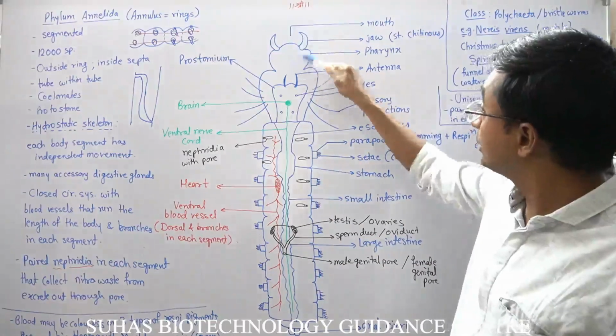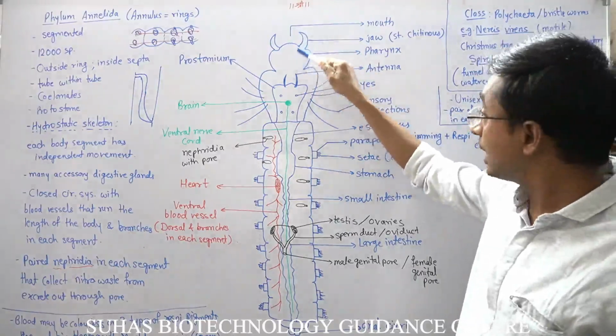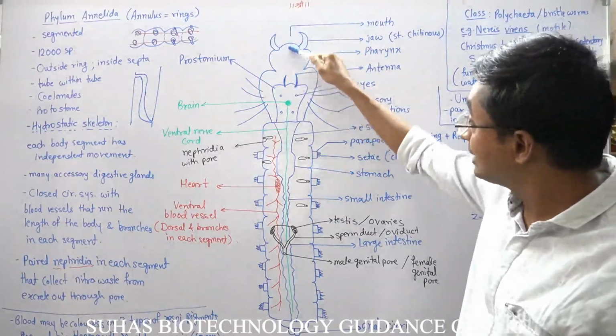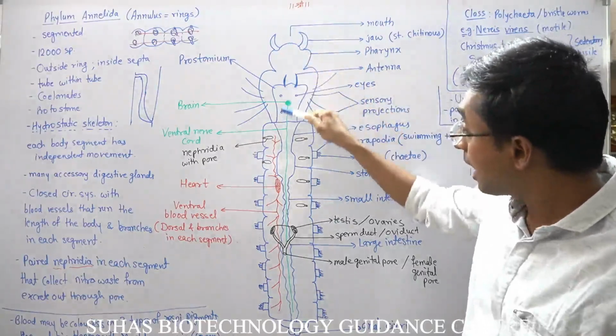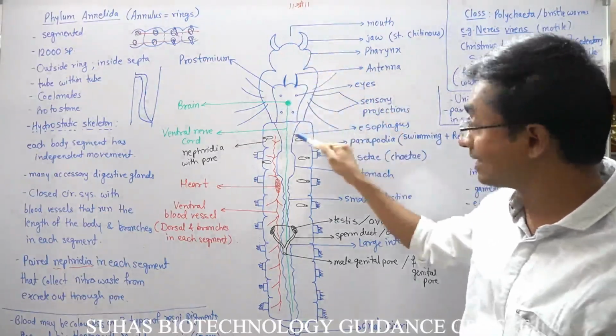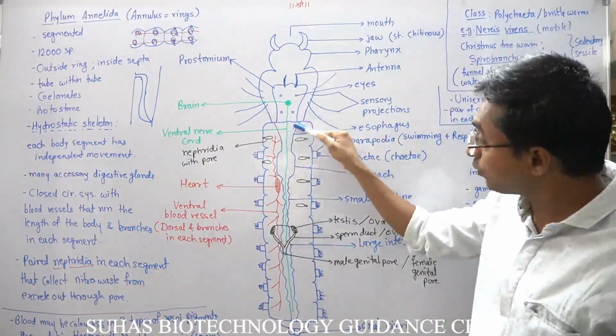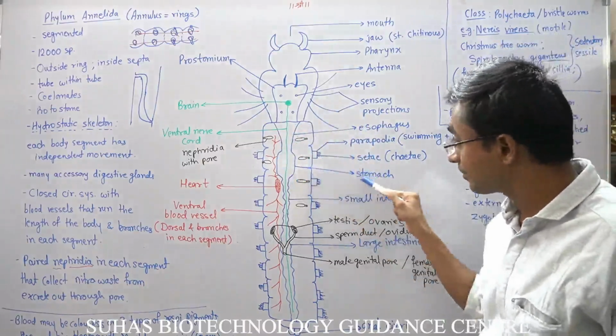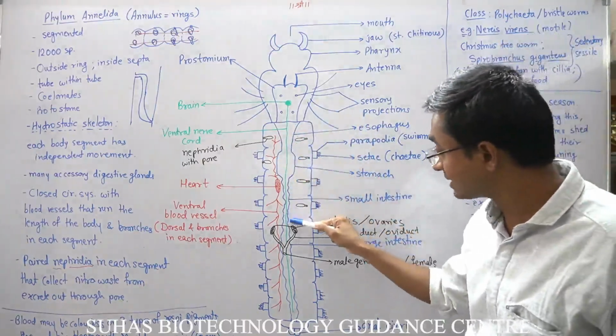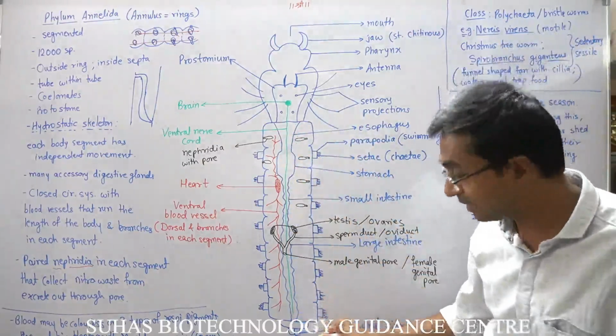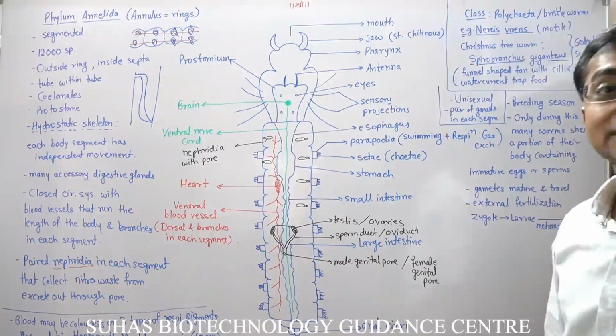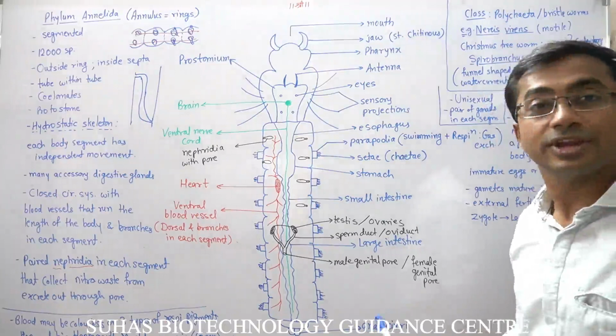Just below the mouth there is the pharynx, and this pharynx will come here and meet here in the form of the esophagus. Later on the esophagus will continue as the stomach, and from that the small intestine and large intestine, and here there is the anus. The anus is also called the anal syringe.